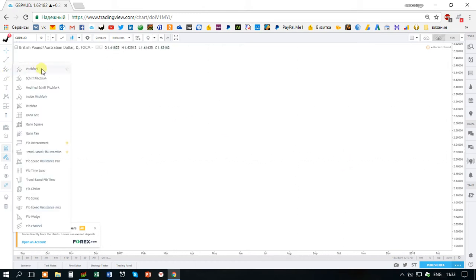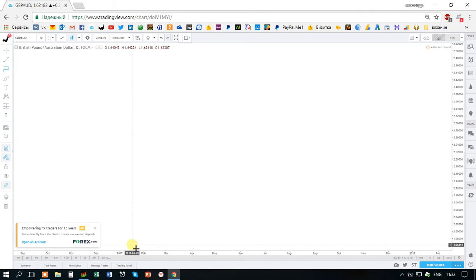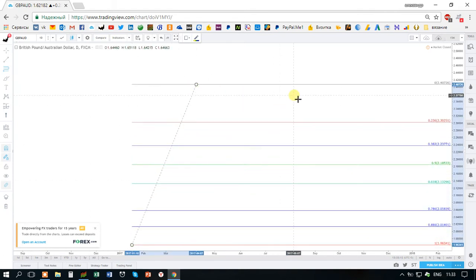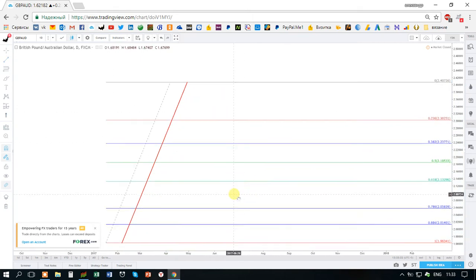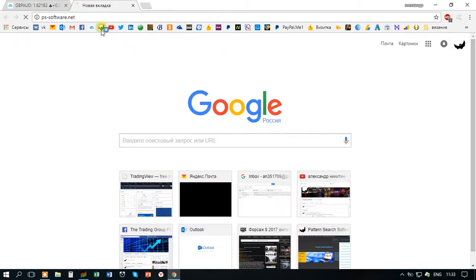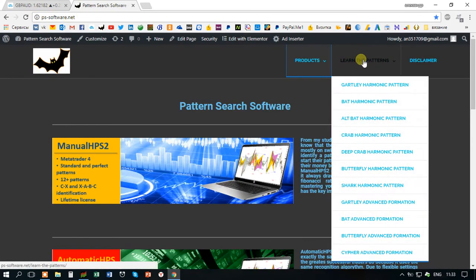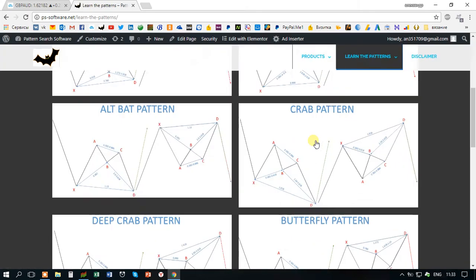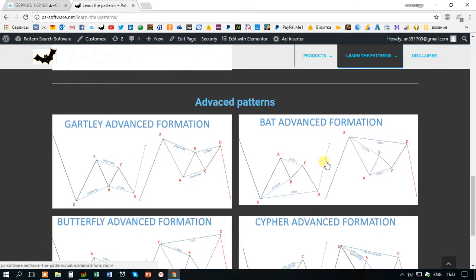You know, guys, that the B point differentiates between the patterns. If we have the B point of that, we either have a Gartley, a Butterfly, or whatever. Suppose you have the X to A leg like this. This is the advanced formations set. And the rules for advanced formations say this. Go to my website, ps-software.net, go to learn the patterns, and click on whatever advanced formations, advanced patterns you want.